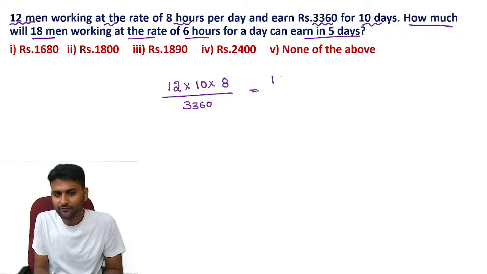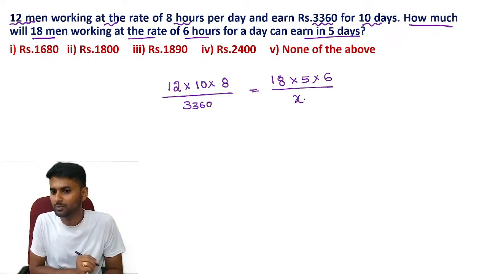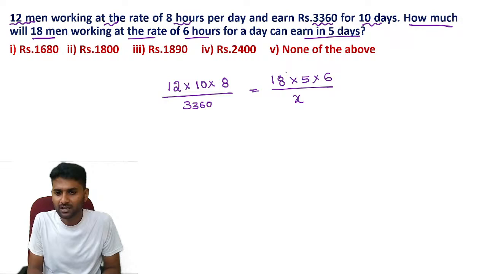Now we are assigning 18 men. They are working for only 5 days, 6 hours per day. How much will they earn? So that is the calculation. Now see, 6 is 3 times 2, then 2 again 3 times, again 5 exactly 2 times. 8 into 2 is equal to 16.